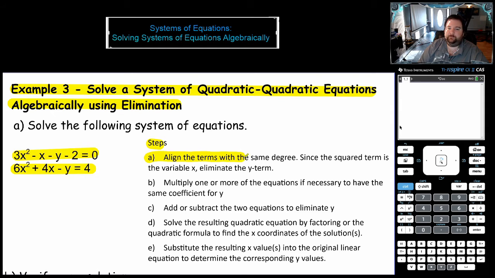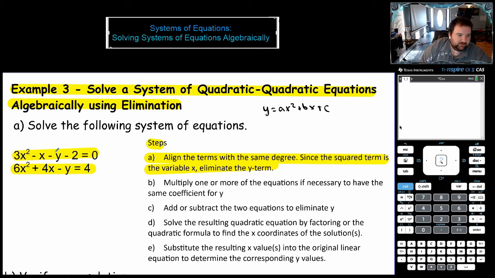Step 1, align the terms with the same degree. Since the squared term is the variable x, eliminate the y term. Okay, that's pretty much what we're always going to be doing. Now I'm going to add a step to this. Why don't we also, while we're at it, always put our quadratics in the form y equals ax squared plus bx plus c. Why? Because that's the standard form, and if you do this, then your terms will always be aligned. So it's just something good to do.